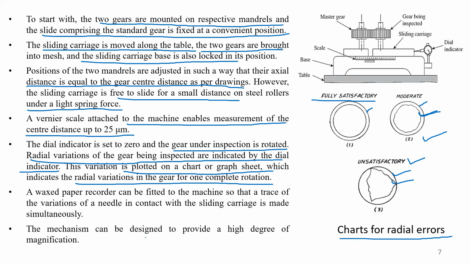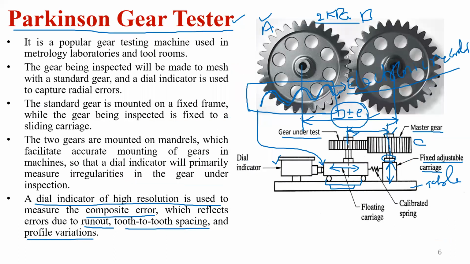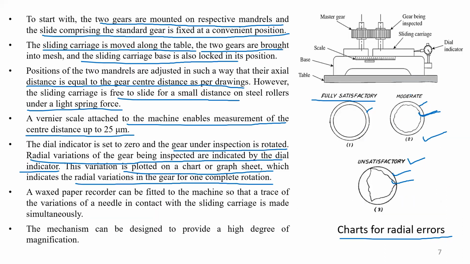So the mechanism can be designed to provide a high degree of magnification. Once we test the gear A, we will replace gear A by gear B, and again we will do the same procedure for checking the center distance between the gears.